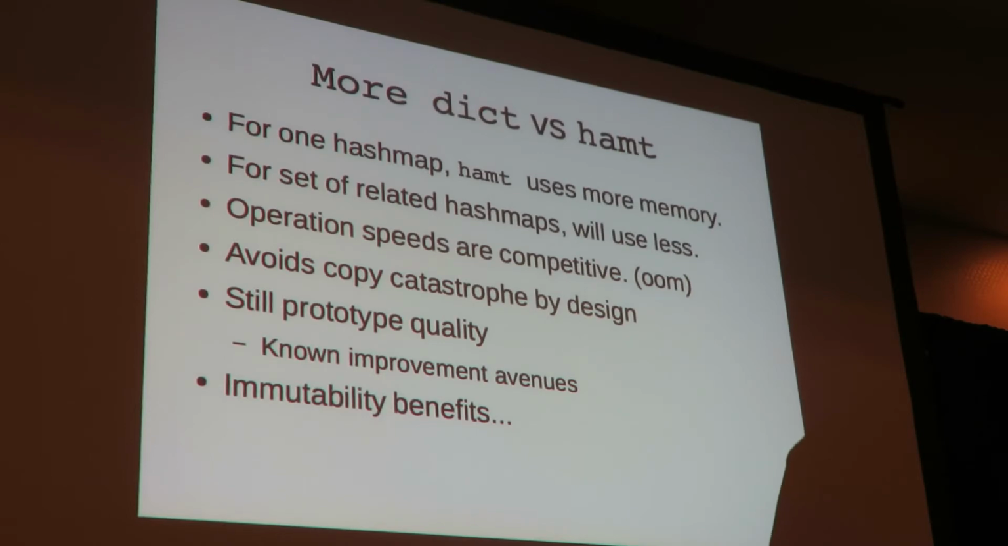HAMT tends to use more memory, for one. But if you're going to keep a collection, and it's going to do all that sharing, it ought to use less. It all depends on how you're going to use the hash map. The key difference is this question of immutability and the kind of benefits that you can pull out of having a structure you can program with in different ways.